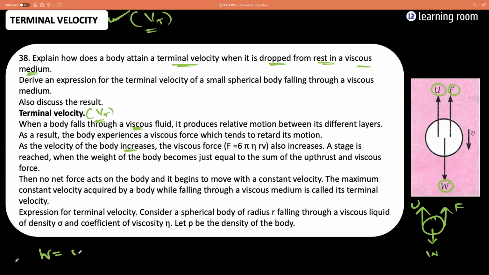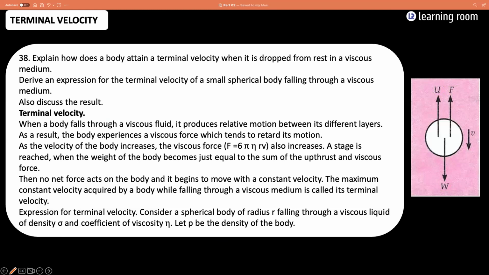So W is equal to U plus F, which implies weight of the object, I will take it as density into volume, is 4 by 3 pi r cube into g, is equal to what is the upthrust acting on the object? So upthrust is going to be density of liquid. Okay. For that, well, I'll do another thing. Understand the concept.